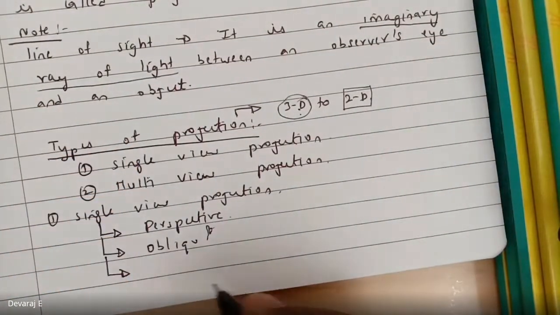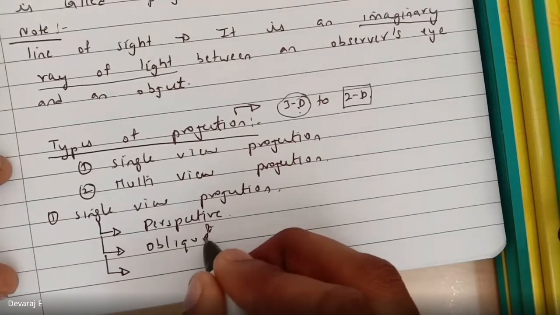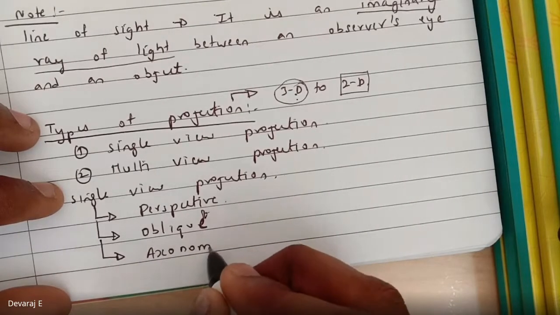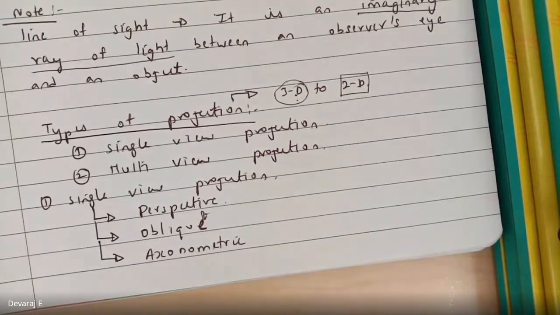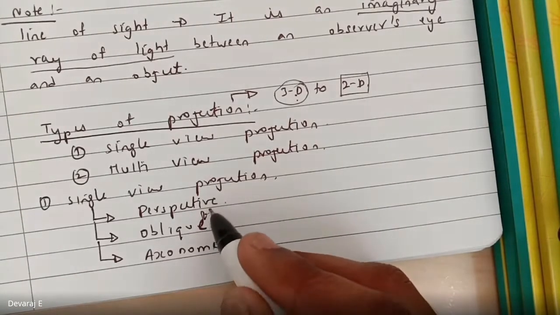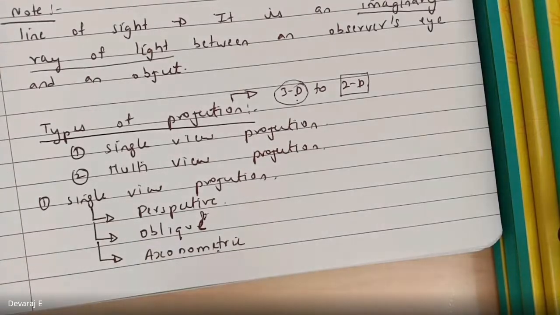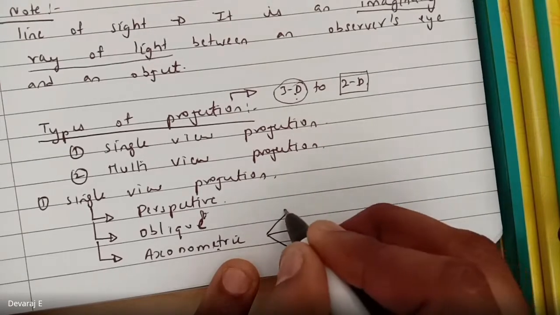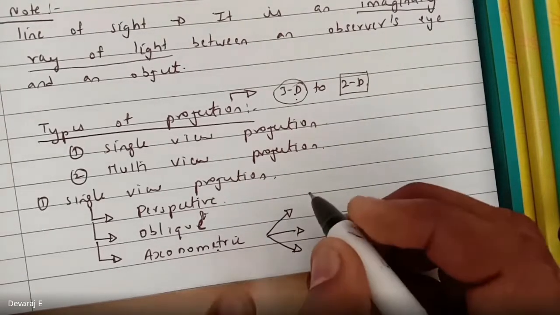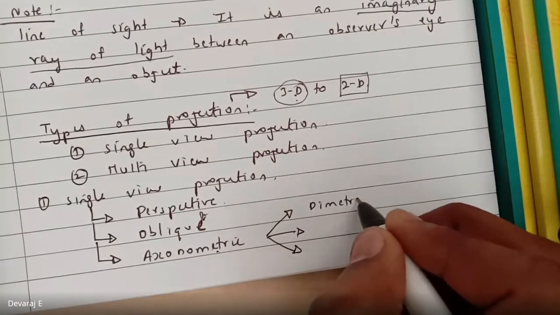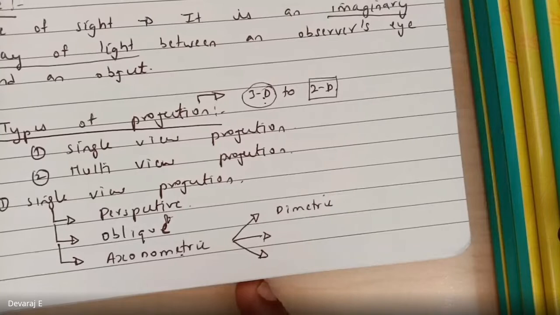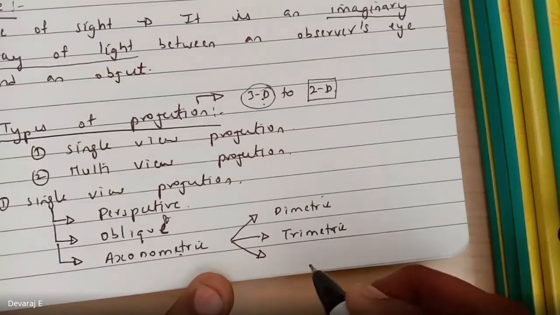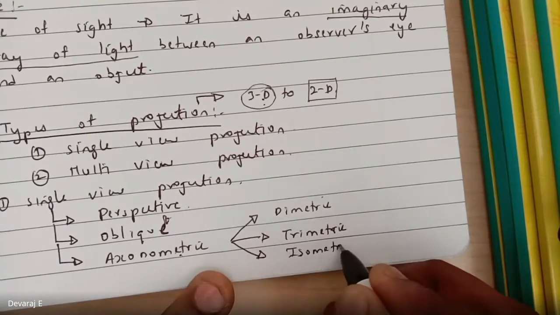Second type is oblique. Oblique projection. The third type is, write down, axonometric. So these are the three different types in single view. Again, in axonometric, you have another three types. Write down. First type is dimetric. Second type is trimetric. And third type is isometric.